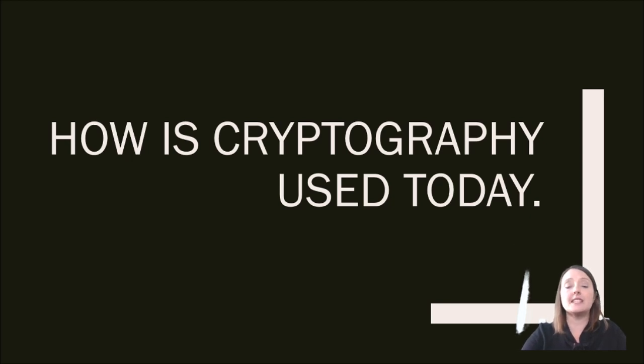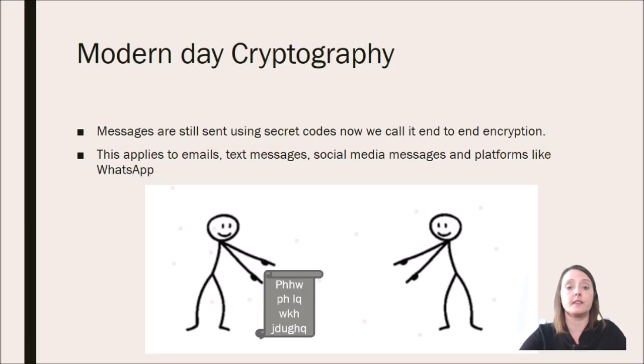So, how exactly is cryptography used today? Is it still relevant? Let's find out. Okay, so messages are still sent using secret codes. Nowadays we call it end-to-end encryption. Some of you who use WhatsApp will have noticed that it often says these messages are now secured with end-to-end encryption. Now, what does that exactly mean? So let's go through that.